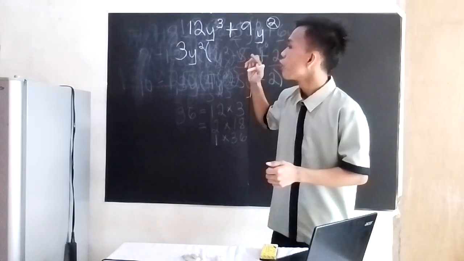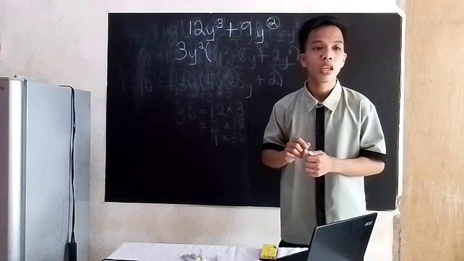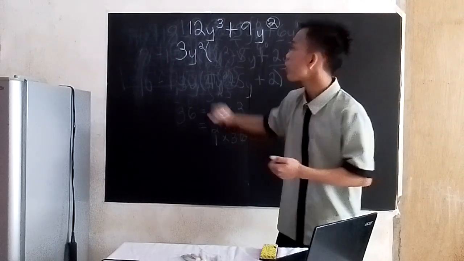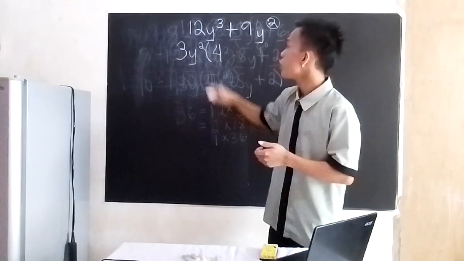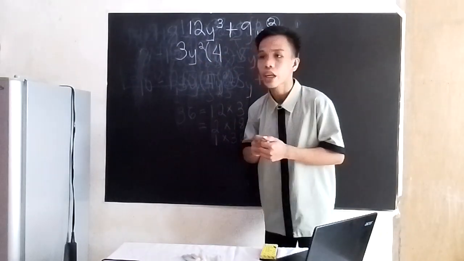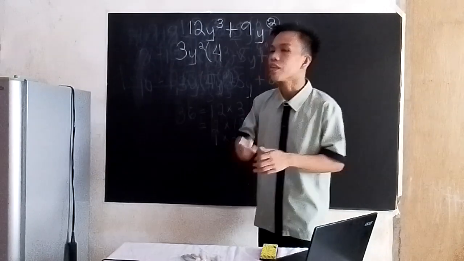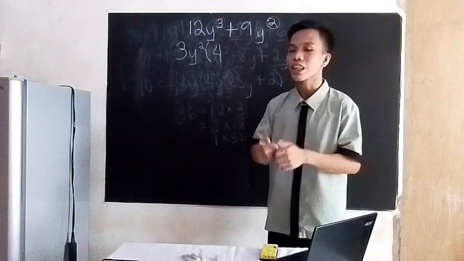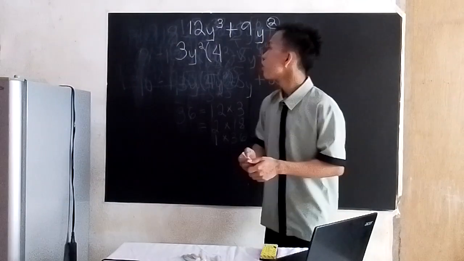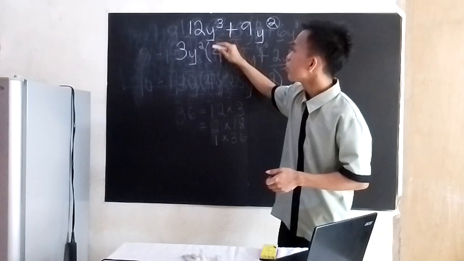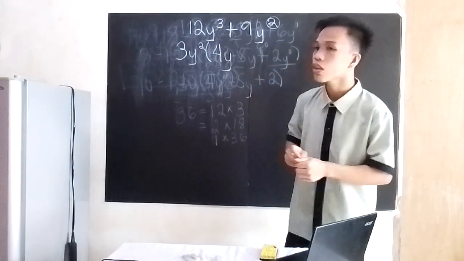So first, what is 12 divided by 3? That's right, so that will be 4. Next, what is y cubed divided by y? So law of exponents. If we have the same bases, we are just going to subtract the exponent. So copy the variable, then subtract the exponent.